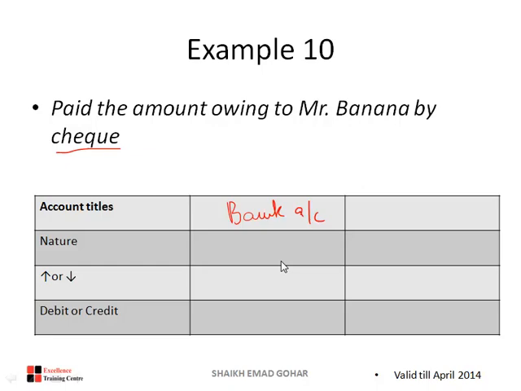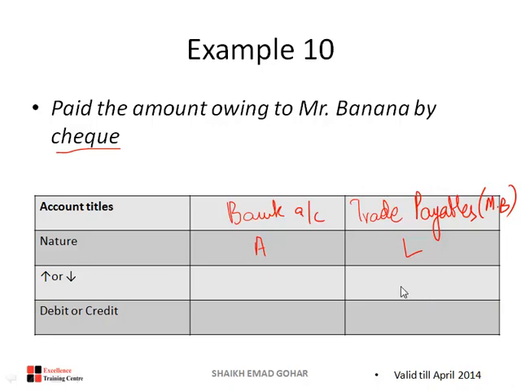Mr. Banana was my payable or receivable? Mr. Banana was my payable. That's why I am paying him. So you can write on the other side trade payables, and you can write the name as well, Mr. Banana. Nature, now I hope you are easy with this nature step. Bank is my asset and trade payables are my liability. I have to pay them. Now I am paying them, but nature is still the same.